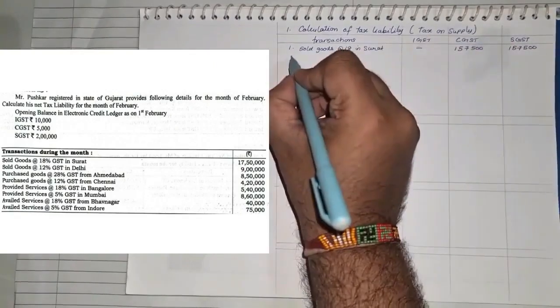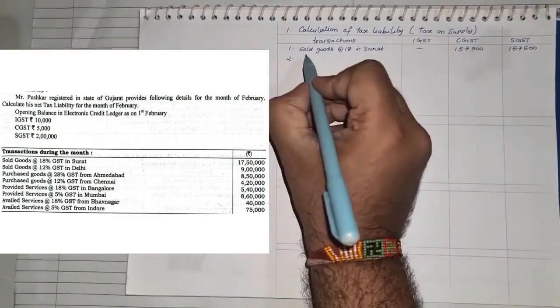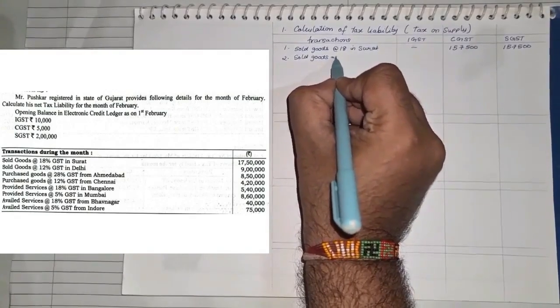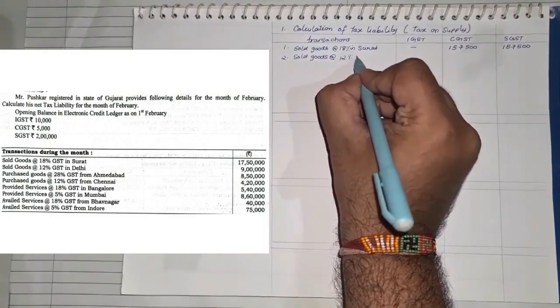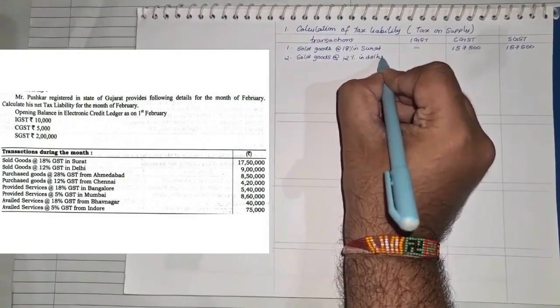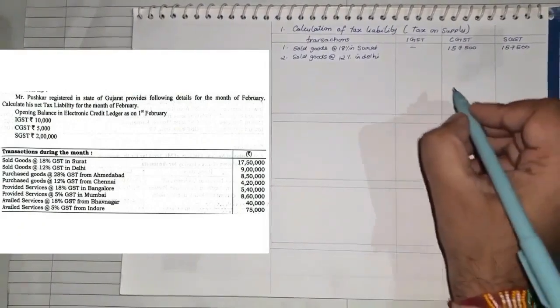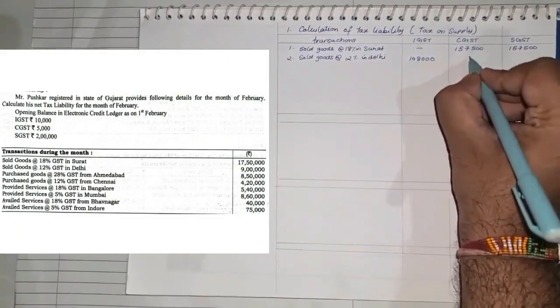Second, there are other goods that have been sold at the rate of 12% in Delhi. The value is 9 lakhs. So I'll write here sold goods at the rate of 12% in Delhi. So 9 lakh into 12% is 1,08,000. The entire thing will go in IGST because Delhi and Gujarat are two different states.